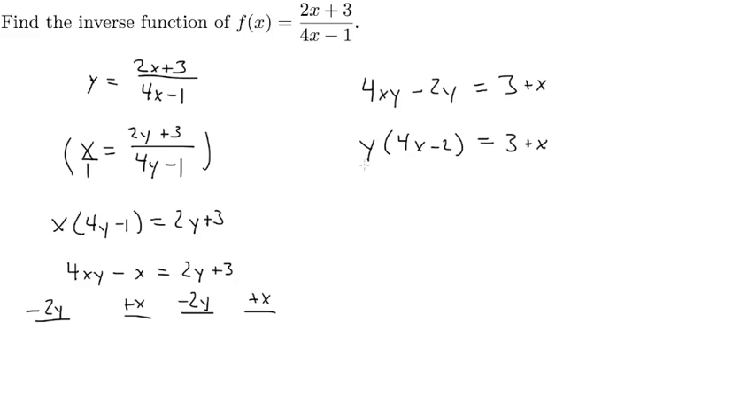So I have my y here, y times something. I want to get the y completely by itself, so I'm going to divide by the thing that I'm multiplying it by. So when I do that, I wind up with y equals (3 plus x) divided by (4x minus 2). And I'm done. That's my inverse function. F inverse in this case is (3 plus x) over (4x minus 2).